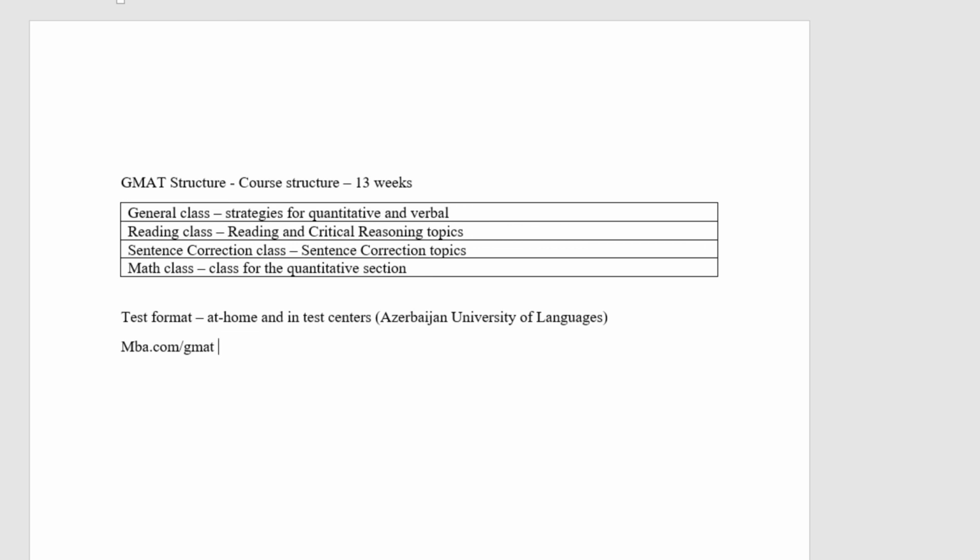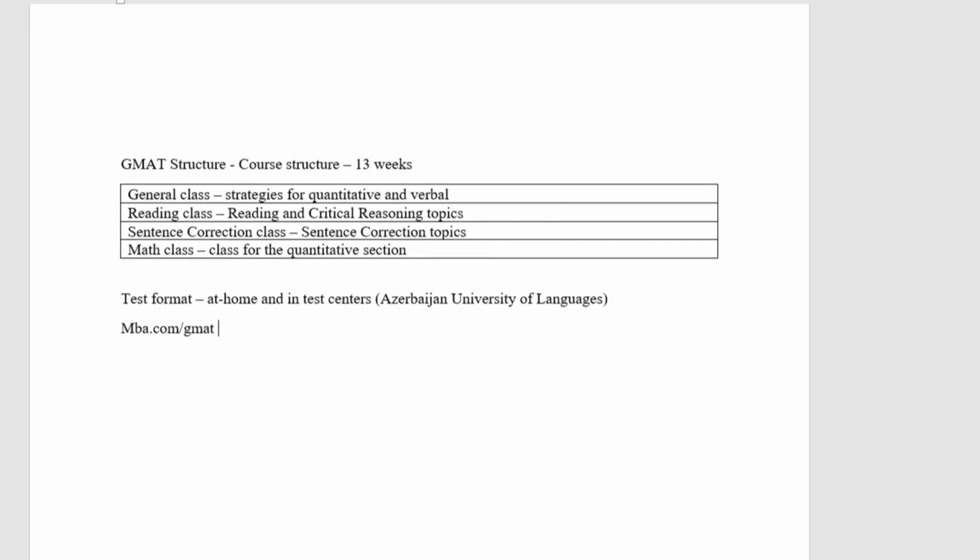Remember that test center dates aren't that many, around 5 or 6 a month, no more than that. And especially for September and October, they are fully booked starting from July and August. So if you plan to take the exam in October, for example, it would be great if you register at least in the beginning of August.